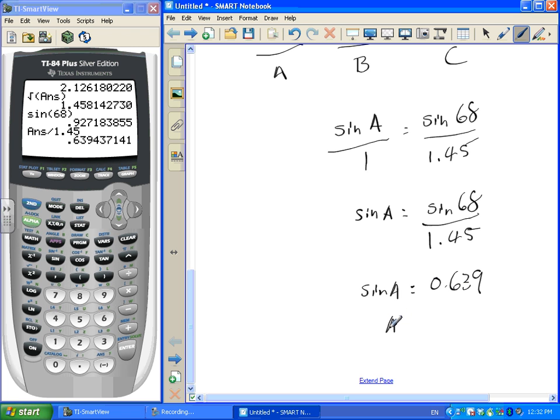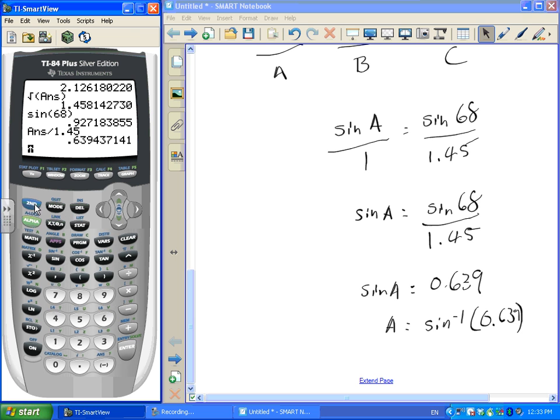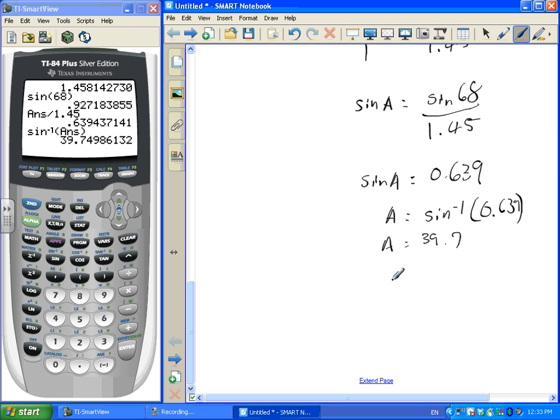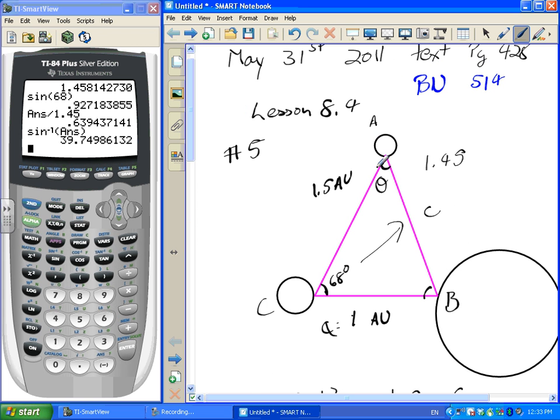And remember, to solve for A, when I bring sine over, it becomes inverted. So I take second function sine of the answer from above, and angle A is 39.7, which we're going to round to 40 degrees. So if I was a Martian, at that same point in time, Earth and Sun will be making an angle of 40 degrees.